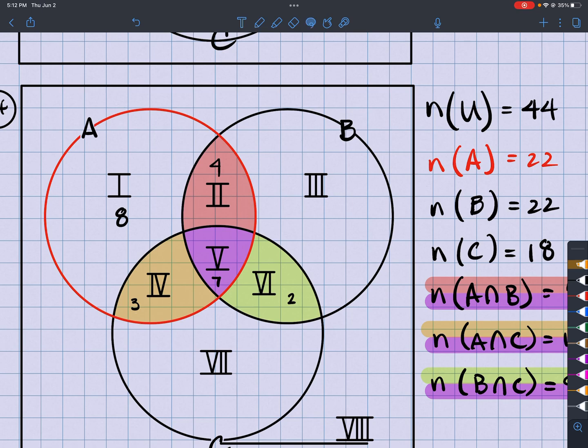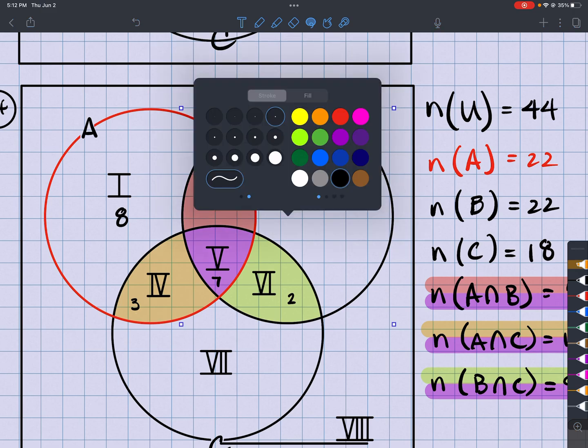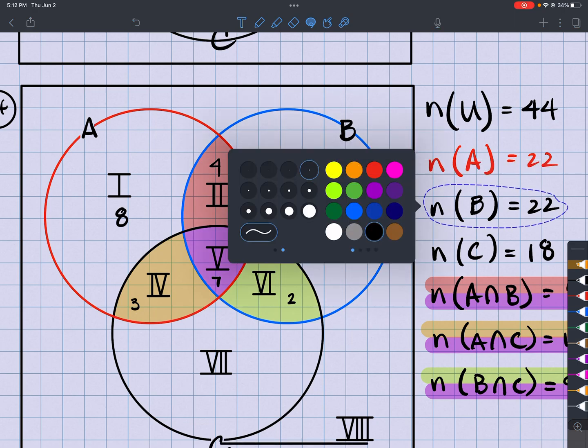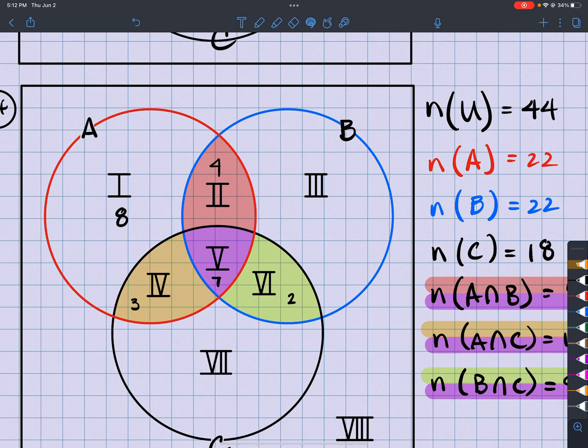Okay. Let's take a look at set B. Set B says that it also has 22. So this blue circle has 22. Well, 2, 5, and 6 take up 11, 12, and 13 of those 22. So what you have left in region 3 is just 9.